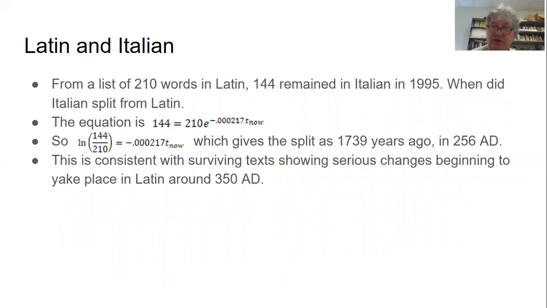So for example, let's look at Latin and Italian. We start off with a vocabulary of 210 words in Latin. These are common words, and 144 of those remain in Italian in 1995. So the question is, when did Italian split from Latin? Plug these into the equation. The words now is 144, words back then were 210, e to the negative 0.000217 times t. That's the value of k we're using, and the only thing that's not known is the time.